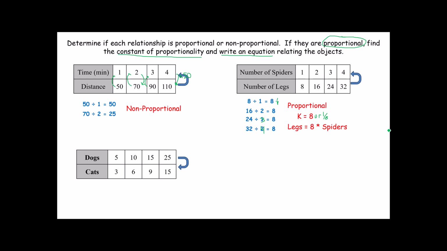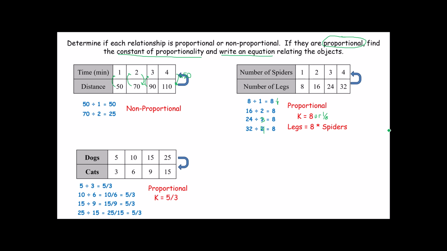Well, let's see. If I'm looking for the constant of proportionality, 5 divided by 3 is 5/3. You guys thought you had to turn that to a decimal, didn't you? 10 divided by 6 is 5/3. 15 divided by 9 is 5/3. 25 divided by 15 is 5/3. So yes, this is proportional.